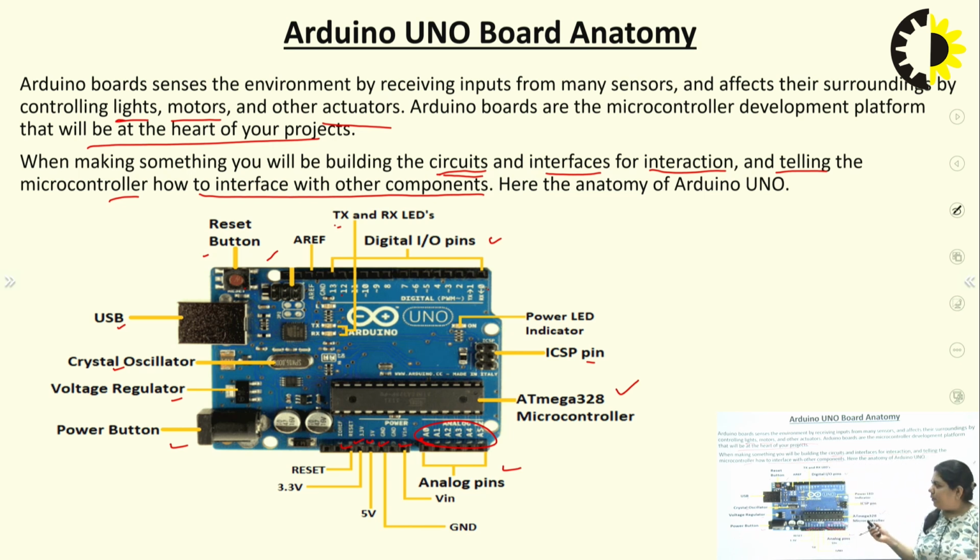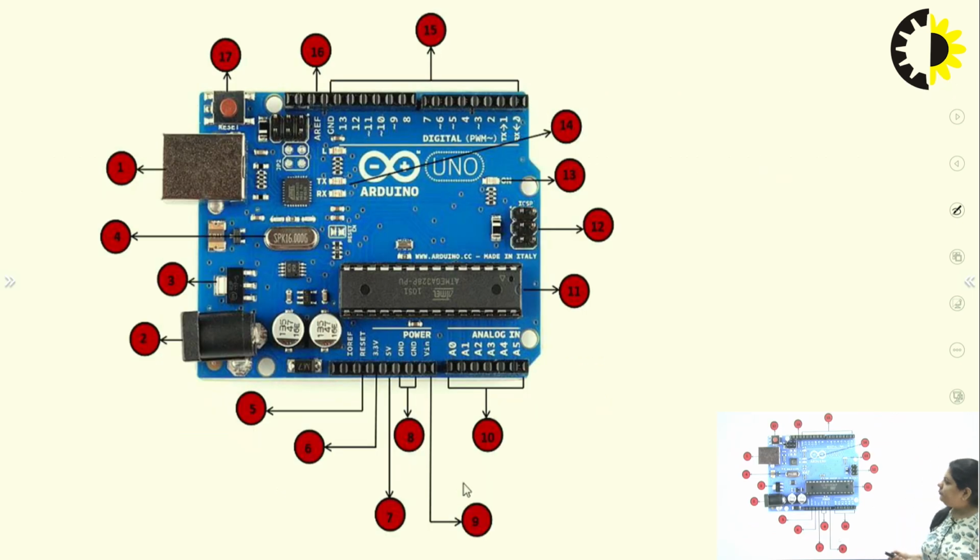Let us discuss these different parts and features of the Arduino Uno board in detail. We have numbered all these features from 1 to 17. Starting from 1, 2, 3, 4, we have numbered all the parts of the Arduino Uno board, and we will discuss them one by one according to the numbering.